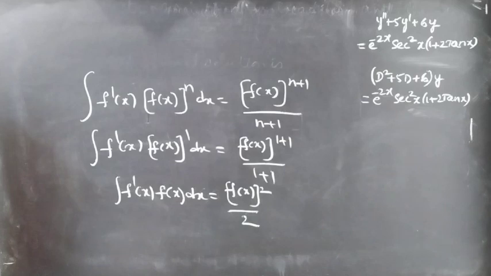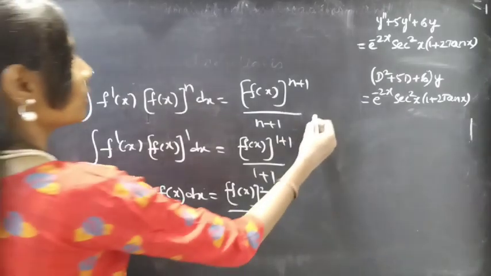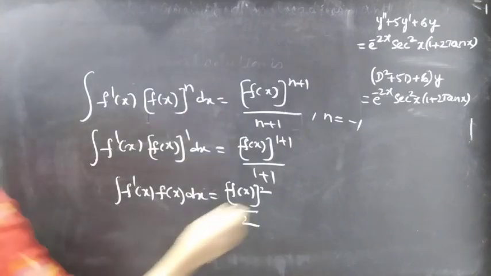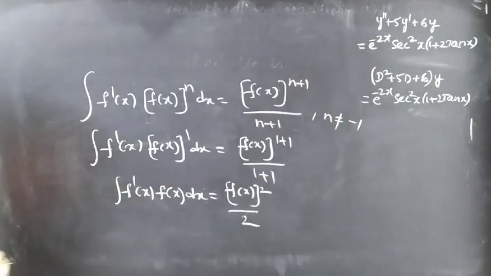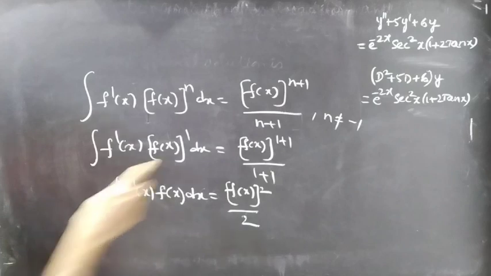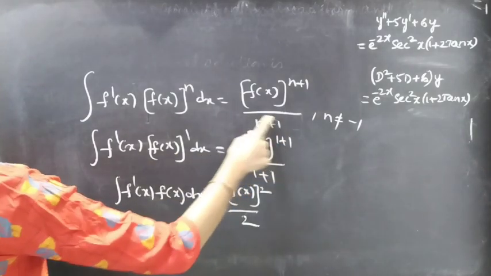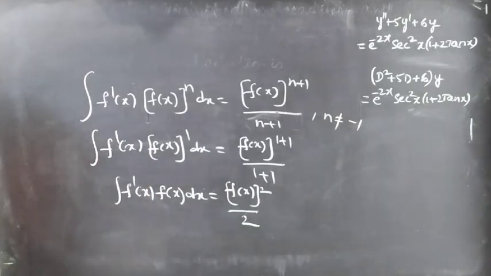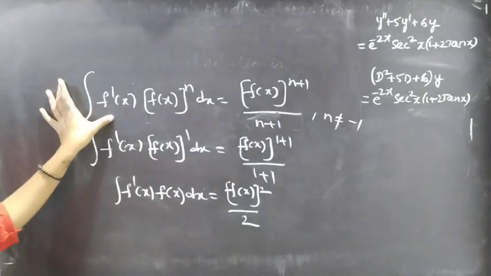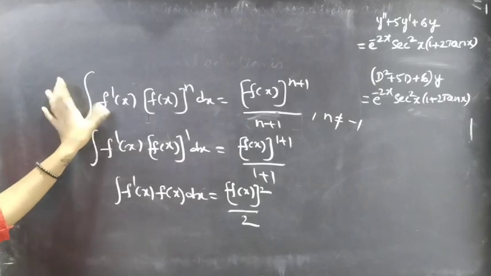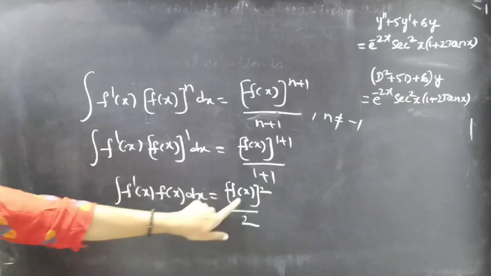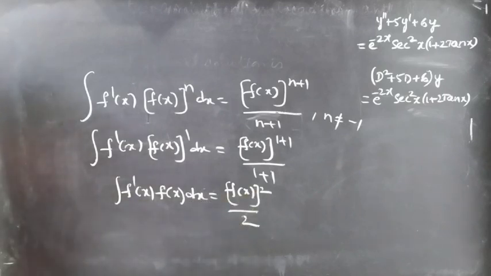This is not applicable when n equals minus 1. It is applicable for n not equal to minus 1, because when n equals minus 1, the denominator becomes 0, so that it is undefined. So just remember this formula. From this we'll get, for n equals 1, f dash of x into f of x dx equals f of x whole square by 2.